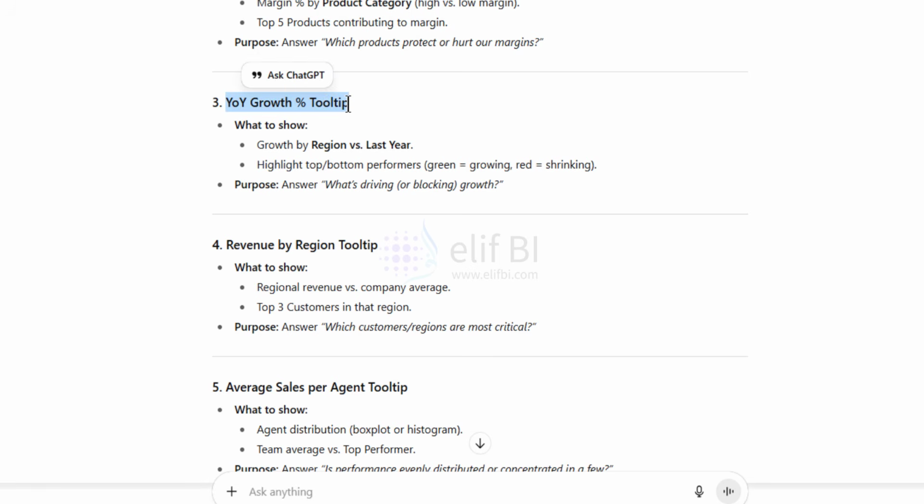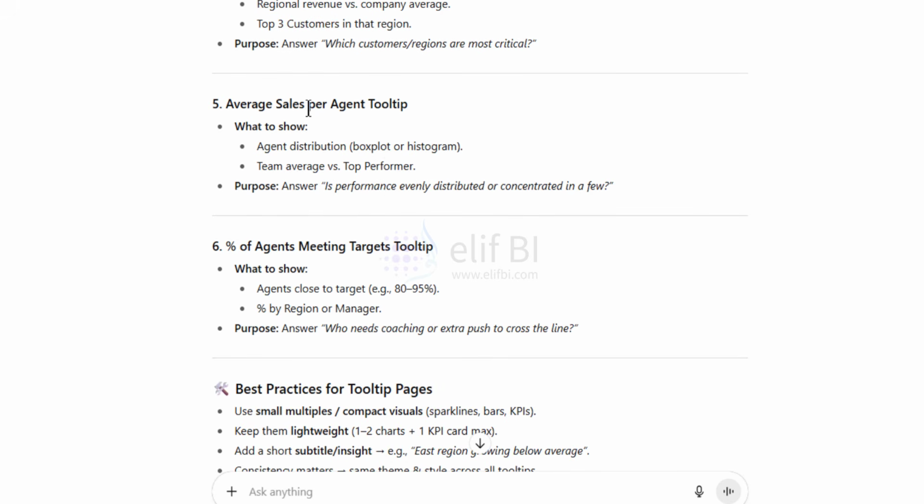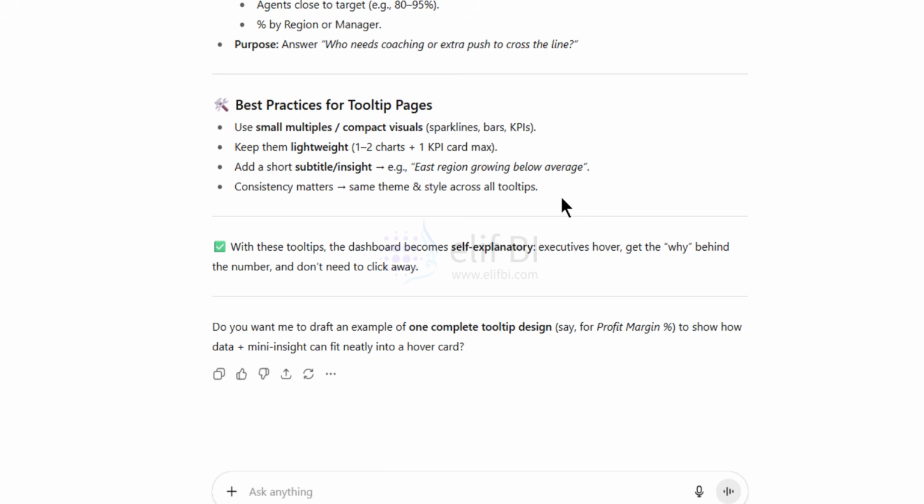Year-on-year growth tooltip, revenue by region tool. So here you can show the regional revenue versus the company average. That's a good one. And the top 3 customers in that region, average sales per agent tooltip, and a couple of other ones. So that's a good start for the tooltips, I would say.